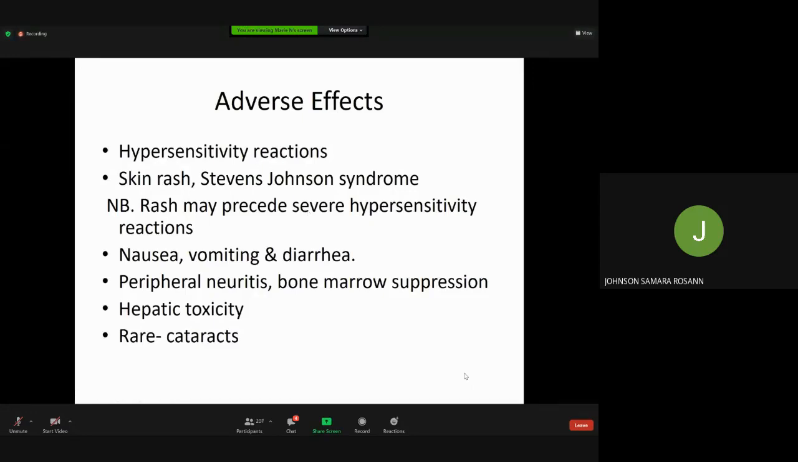Other adverse effects will be your GI adverse effects. It can also cause a peripheral neuritis. It can suppress the bone marrow. It can cause hepatic toxicity. Rarely in the eye, it can cause cataracts in the lens of the eye.